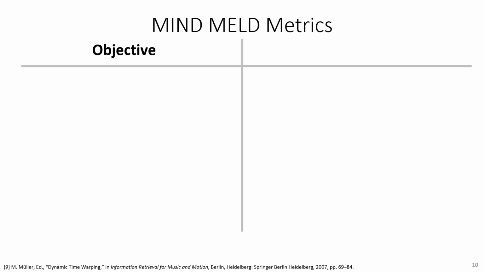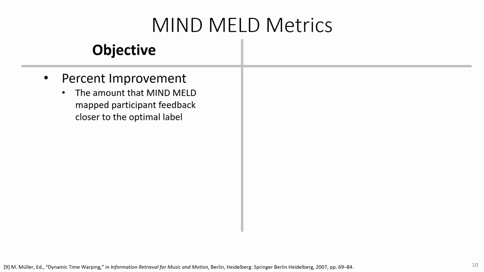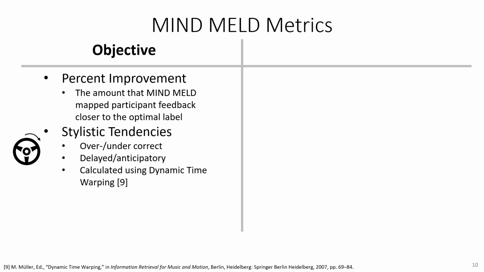To evaluate MELD specifically, we measure percent improvement, which is the amount that MELD improves participant labels compared to ground truth. Additionally, we wanted to determine what metrics impacted a person's style of providing feedback and if they correlated with the learned personalized embeddings. To measure how much a person over or under corrected and if their feedback was delayed or anticipatory, we measured a participant's stylistic tendencies.